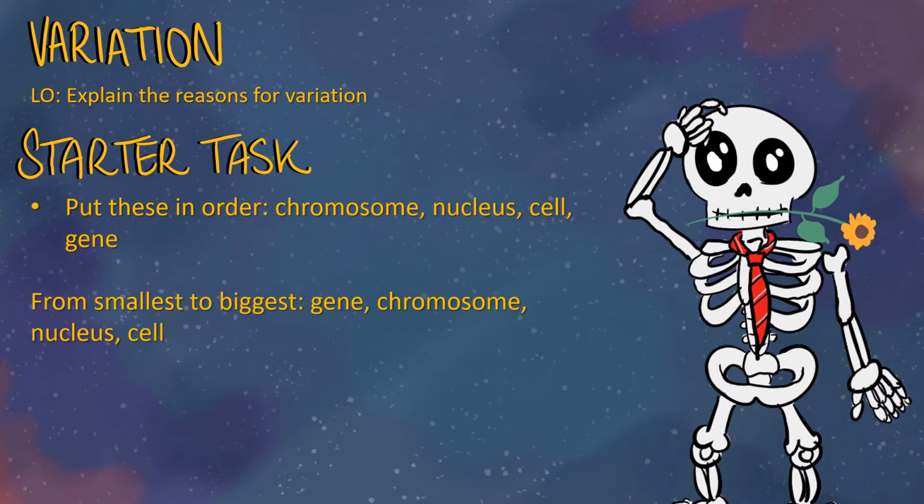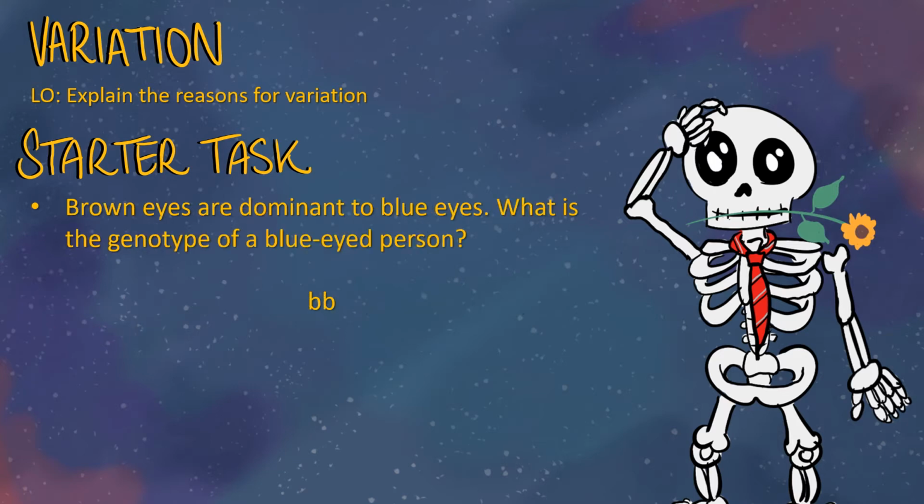Next one, put these in order. So from smallest to biggest, it's gene, chromosome, nucleus, cell. Obviously, if you did it from biggest to smallest, it would be cell, nucleus, chromosome, gene. You are correct either way.